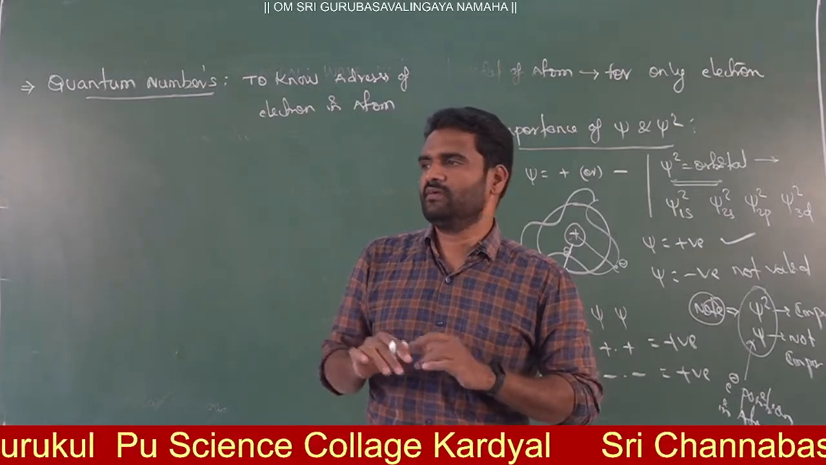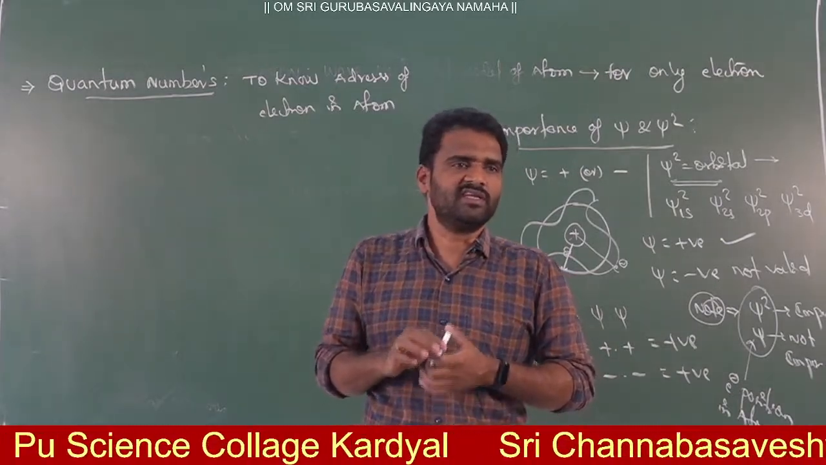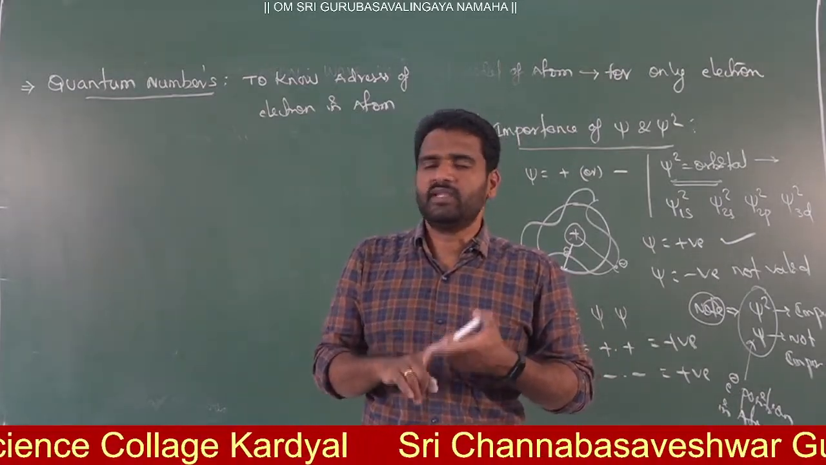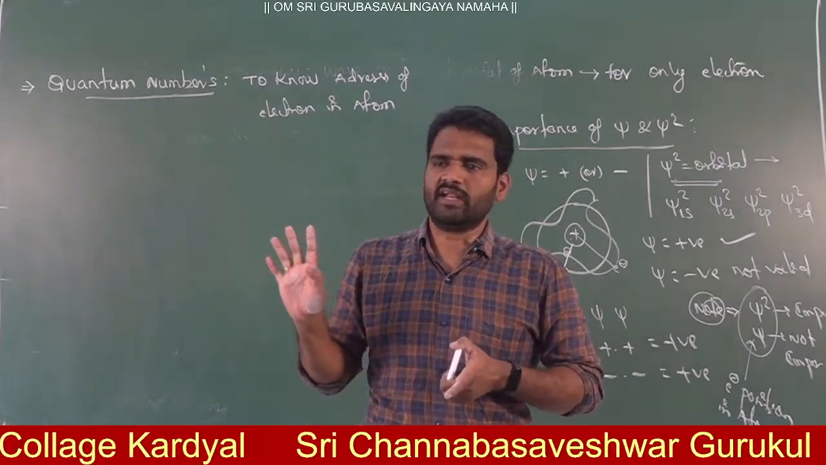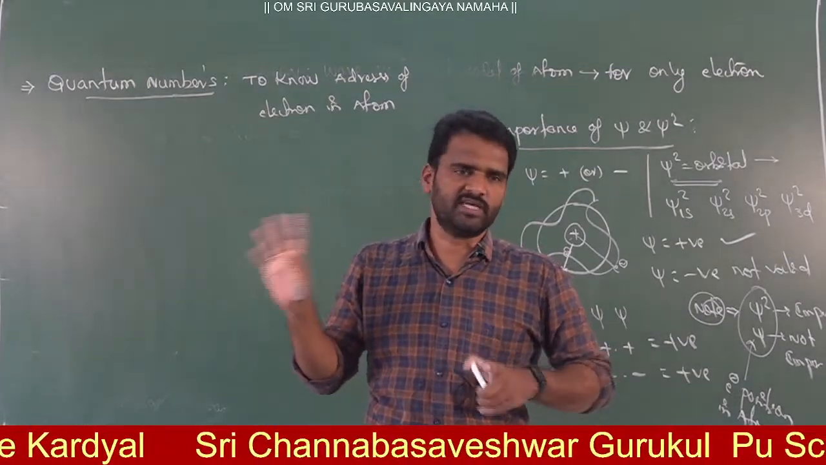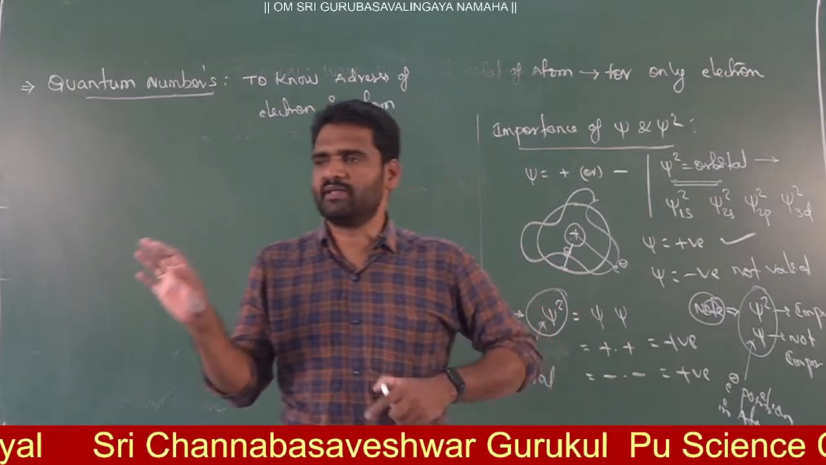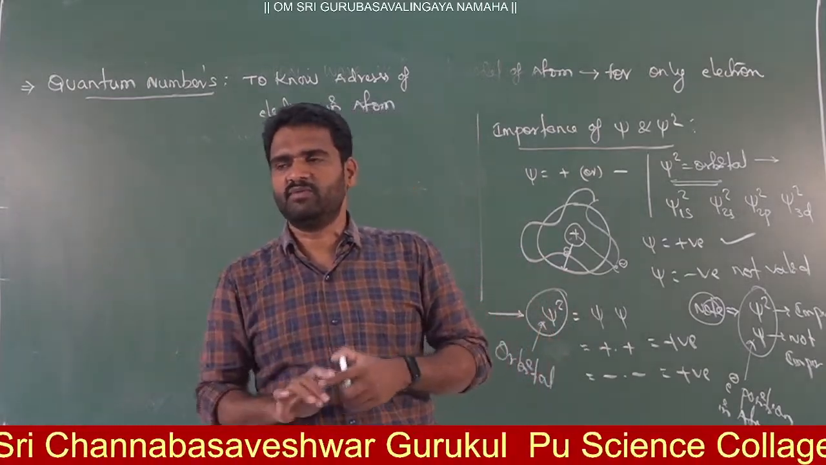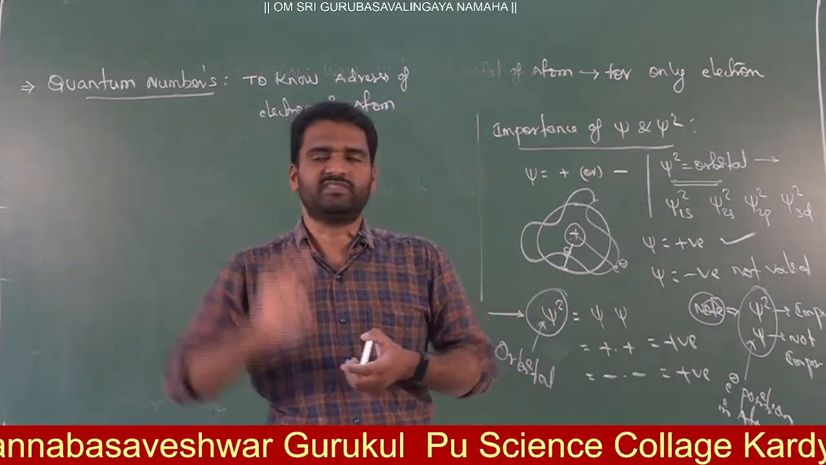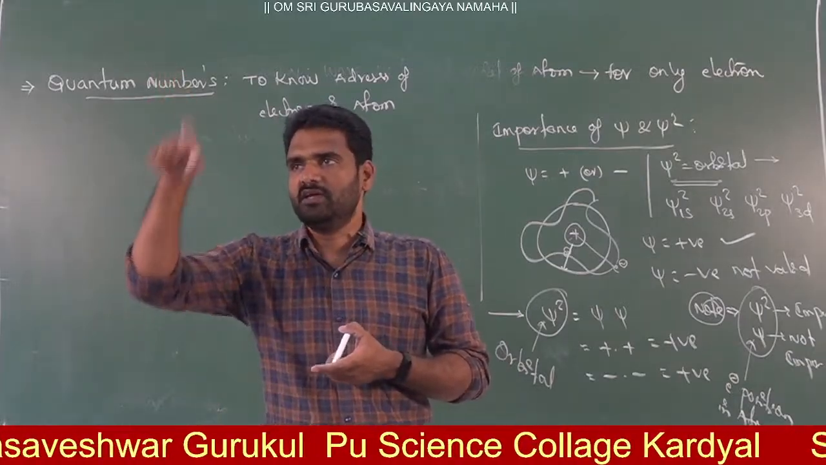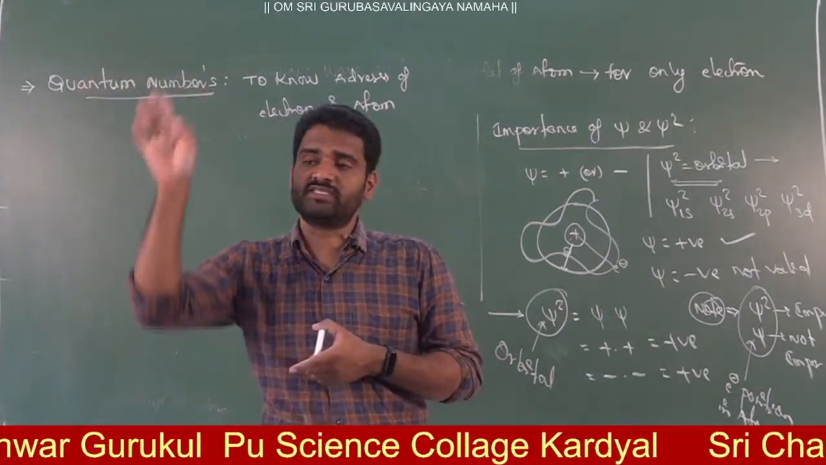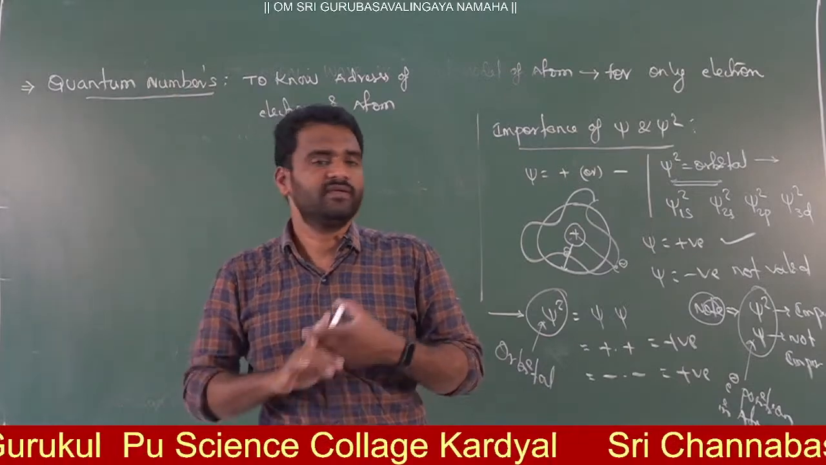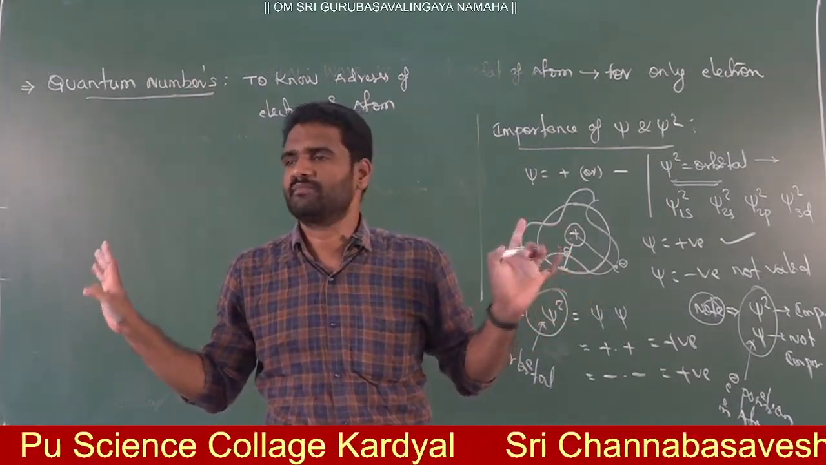Simply, for example, take the neon configuration. Neon, what do you write? 1s2, 2s2, 2p6 is the electronic configuration of neon. Atomic number is 10, yes or no? For atomic number 10, we write 1s2, 2s2, 2p6. Now if I ask, in 2p6 there are 6 electrons. All 6 electrons, are they similar or different? Yes, definitely they are different, not the same.